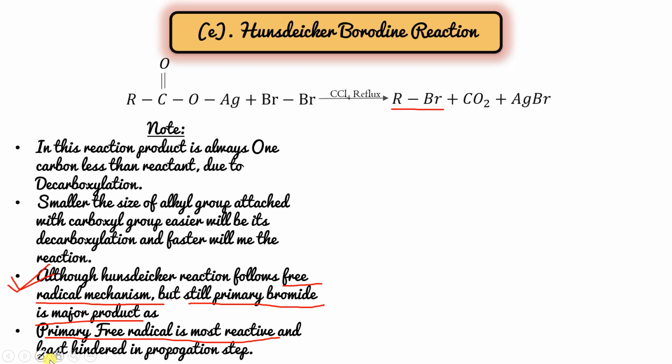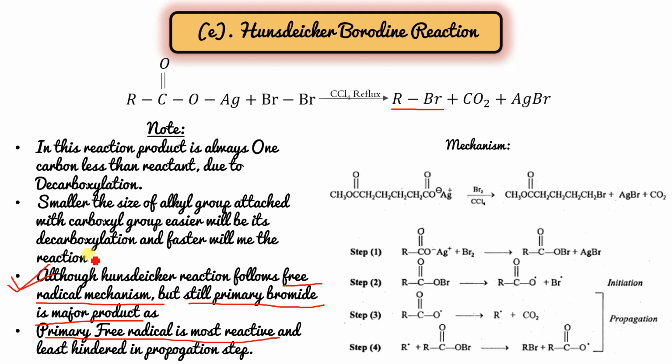And second thing, it will be least hindered, which is following this law. ये वाला जो rule आपको बताया गया उसके according, क्योंकि ease of decarboxylation will be like quite high over there, faster होगा वहाँ पे. So that is the reason. Let's do the mechanism over here. This is the silver salt of fatty acid.